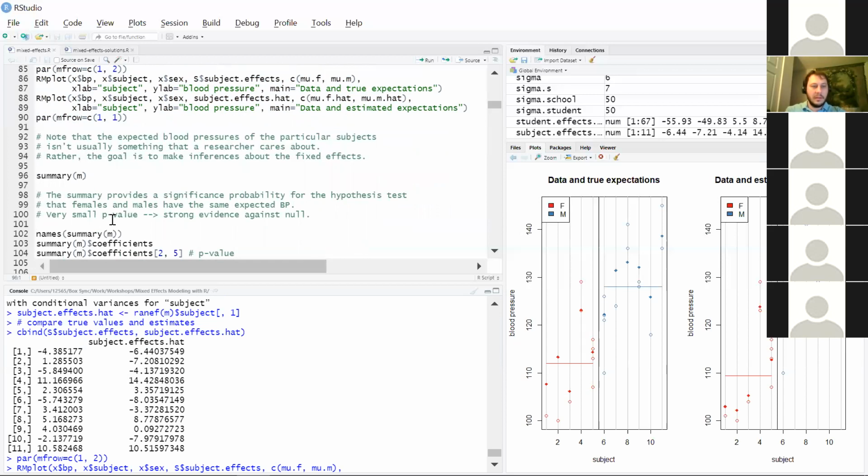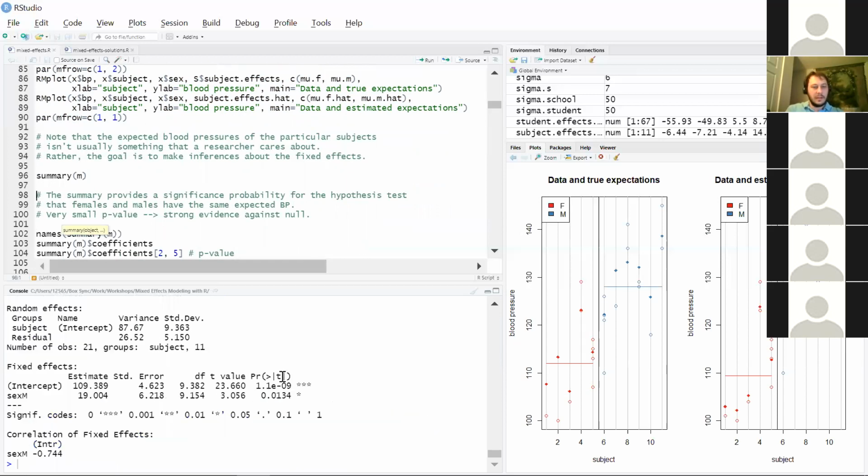All right, I'm going to go ahead and do the summary function, and as you see here, it's spitting out a p-value for sex male.